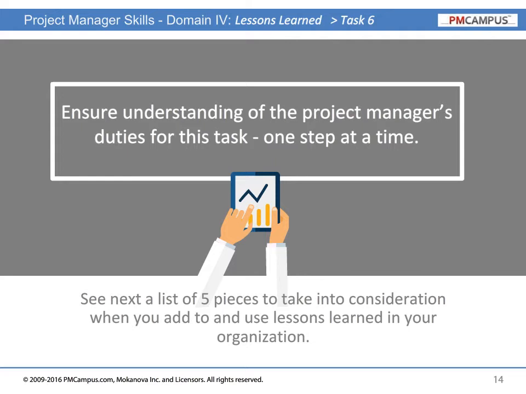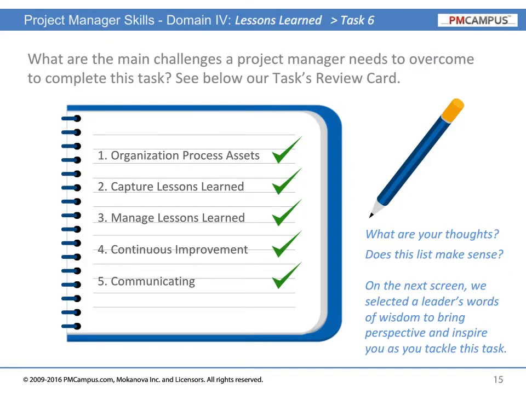See next a list of 5 pieces to take into consideration when you add to and use lessons learned in your organization. What are the main challenges a project manager needs to overcome to complete this task? See below our tasks review card. 1. Organization process assets. 2. Capture lessons learned. 3. Manage lessons learned. 4. Continuous improvement. And 5. Communicating. What are your thoughts? Does this list make sense?